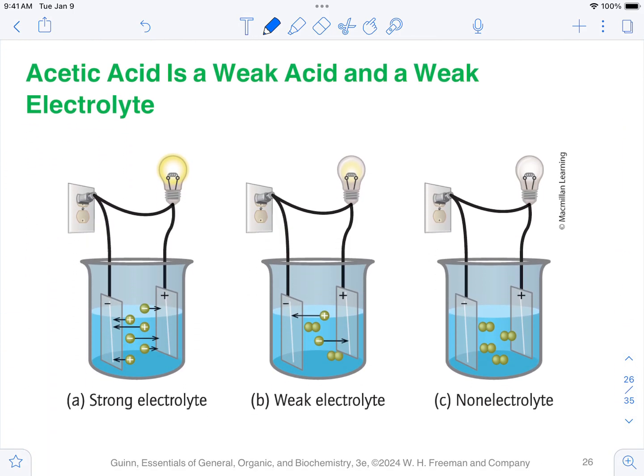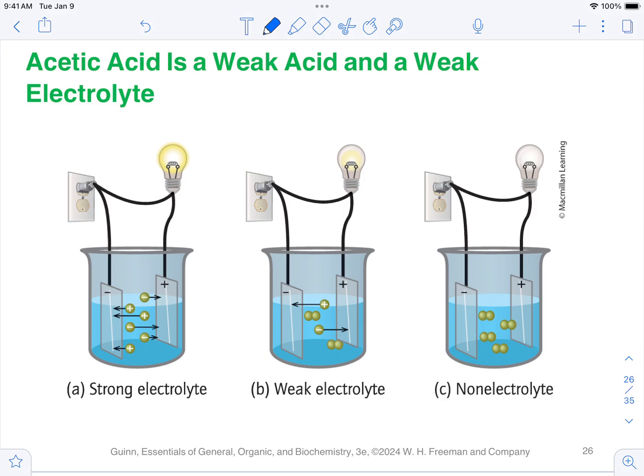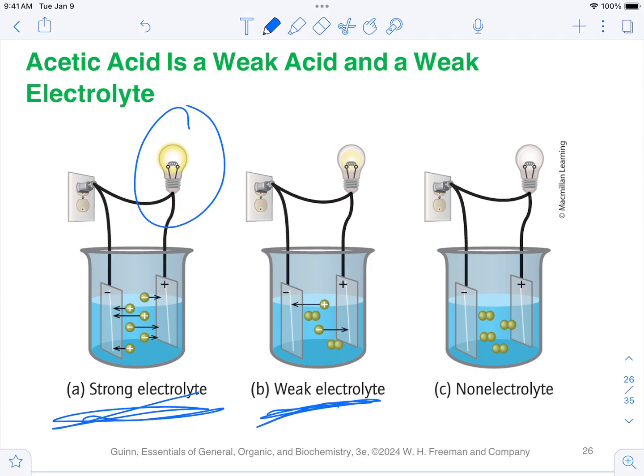Weak acids and weak bases are weak electrolytes, as you may imagine. Just looking at conductivity here, with a strong electrolyte we have the light bulb fully on. A weak electrolyte, it is not fully on. And then a non-electrolyte, anything molecular, would not conduct electricity. So your electrolytes come from your ionic substances. Your non-electrolytes come from your molecular substances.